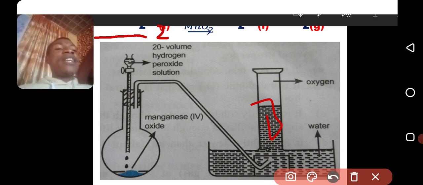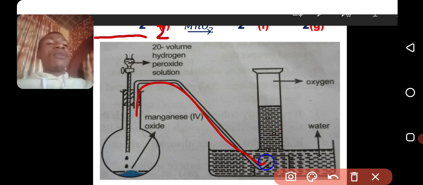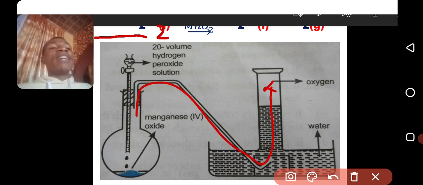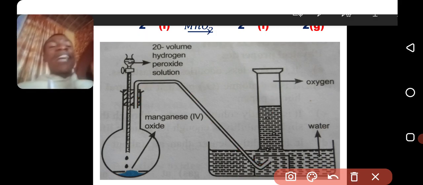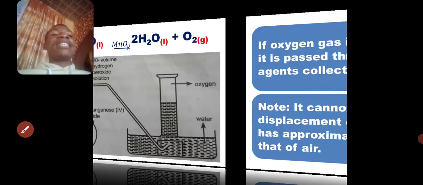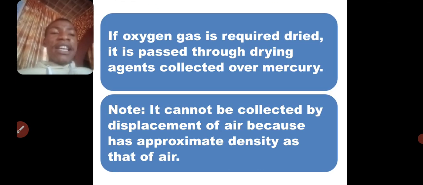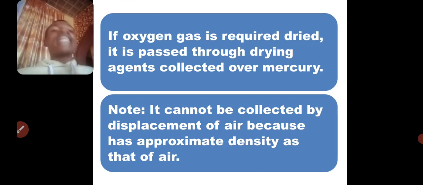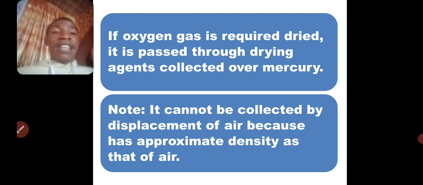So when the oxygen gas is coming, oxygen will come and collect over the mercury, and that will be dry oxygen gas. So you collect a dry oxygen gas over mercury. So that's how you collect oxygen in a dry form. And this will be the end of this video, talking about properties of oxygen and the preparation of oxygen in the laboratory.